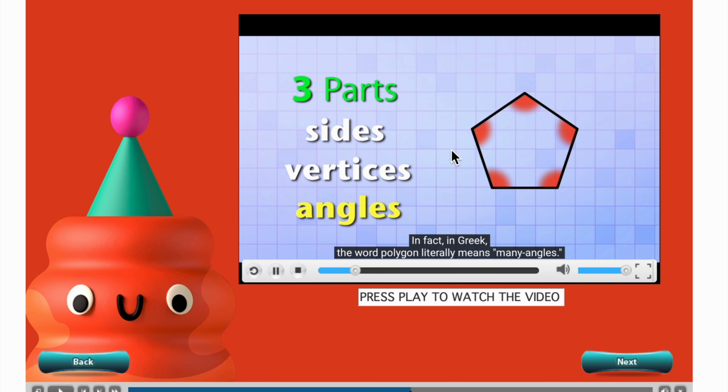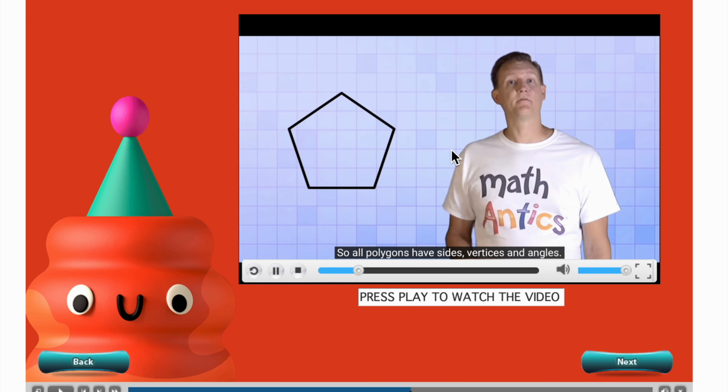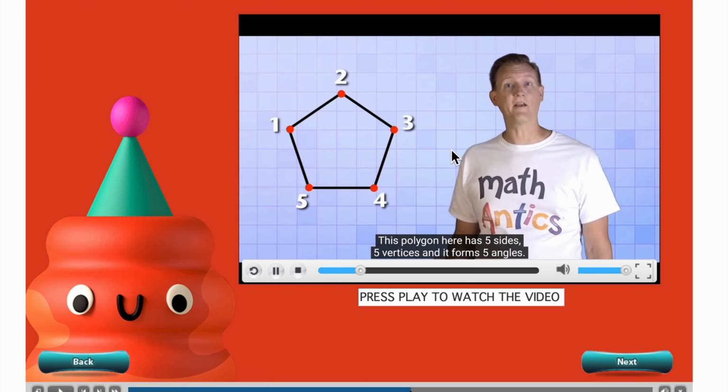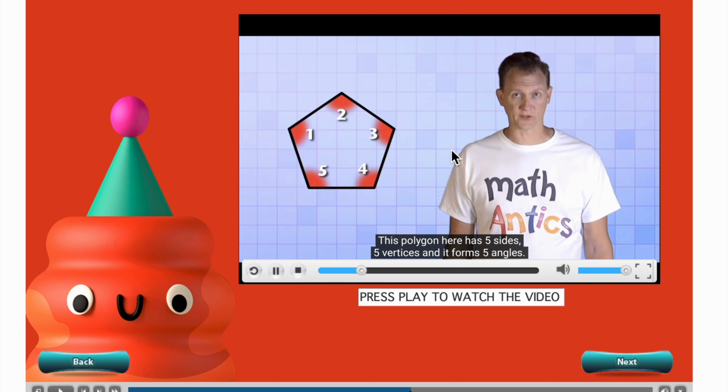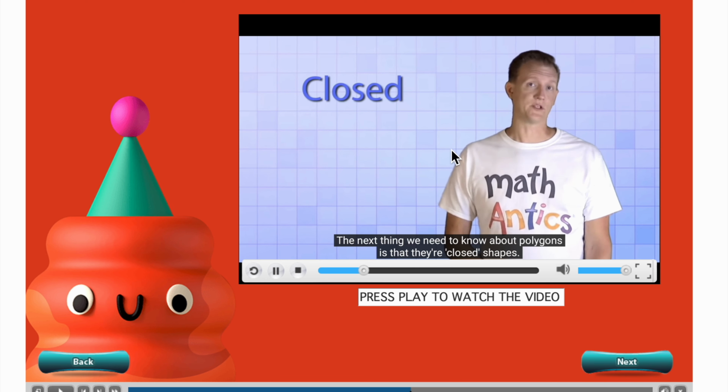In fact, in Greek, the word polygon literally means many angles. So all polygons have sides, vertices, and angles. This polygon here has 5 sides, 5 vertices, and it forms 5 angles. The next thing we need to know about polygons is that they're closed shapes.